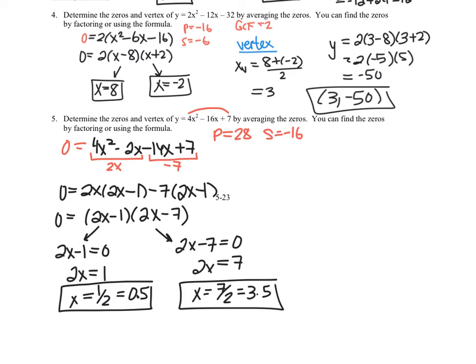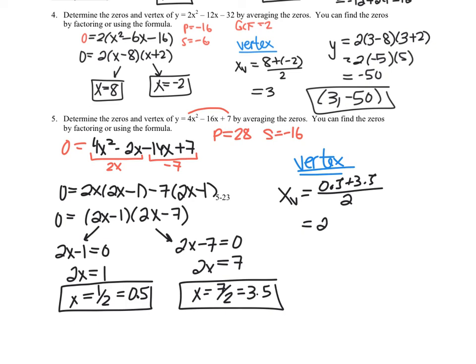I have my zeros, that's excellent. Now I can move on to my vertex. Okay, so what's the first step? Average the zeros. So add them. So 0.5 plus 3.5, which is 4. And then we're going to divide that 4 by 2 to get 2 as the x coordinate.